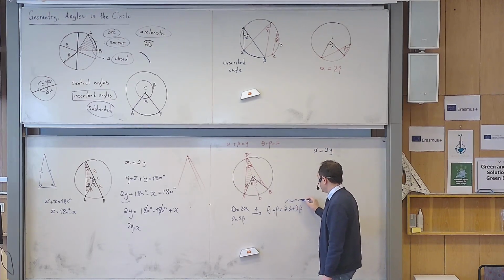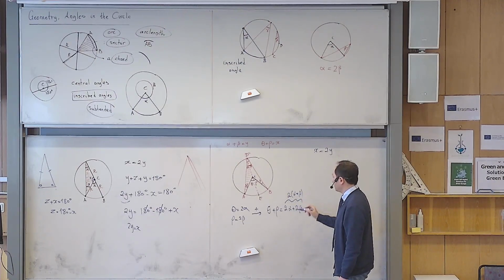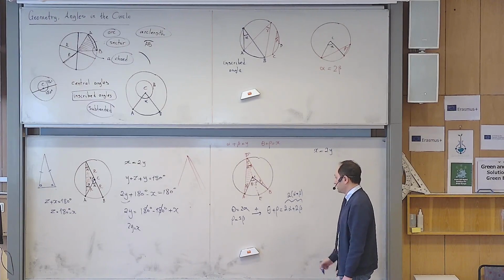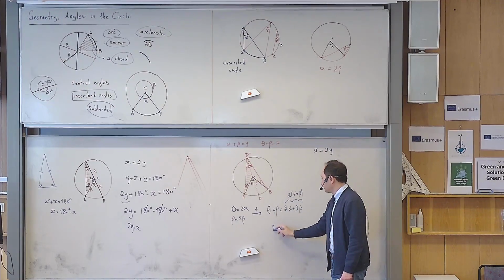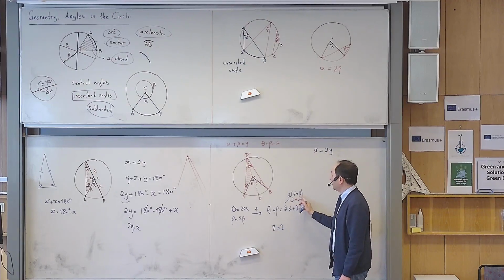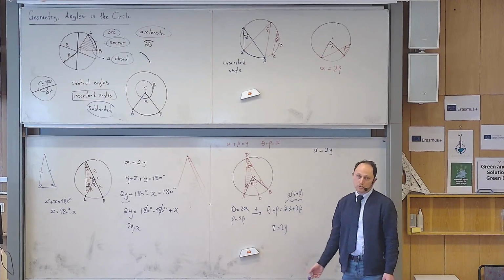But for 2 alpha plus 2 beta, I can factor 2 out. It becomes 2 times alpha plus beta. Yes? So what is theta plus rho? It is x, equal to 2 times... What is alpha plus beta? It's y. So still it is correct.